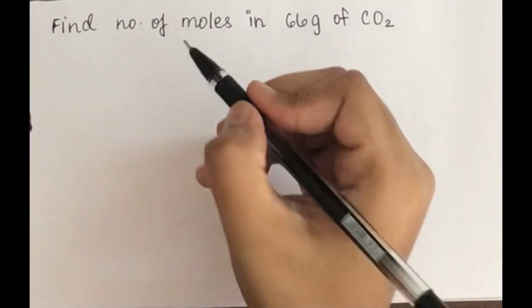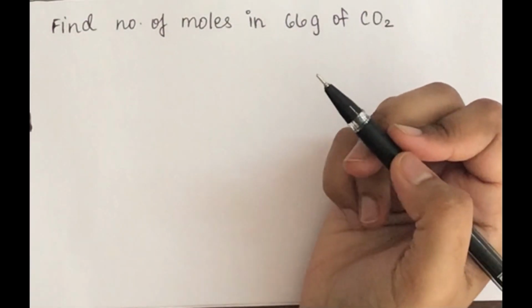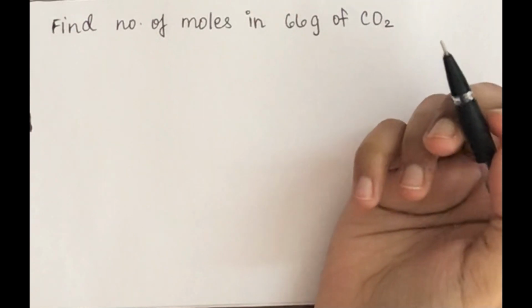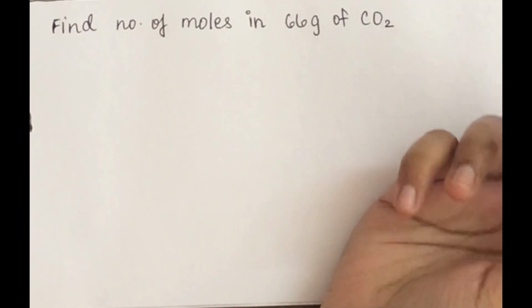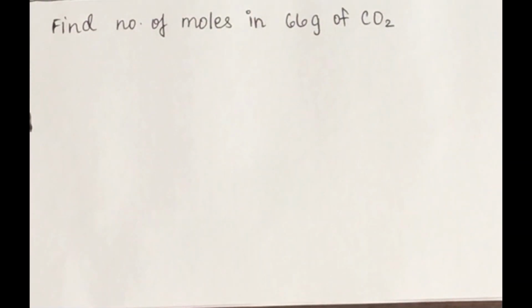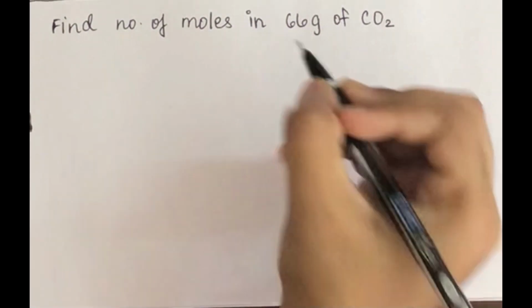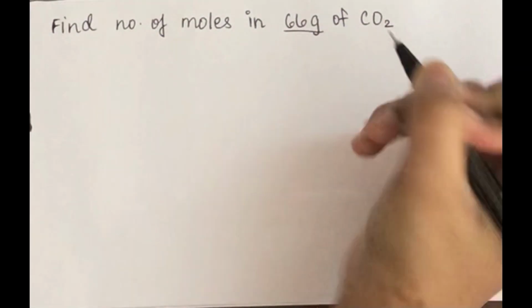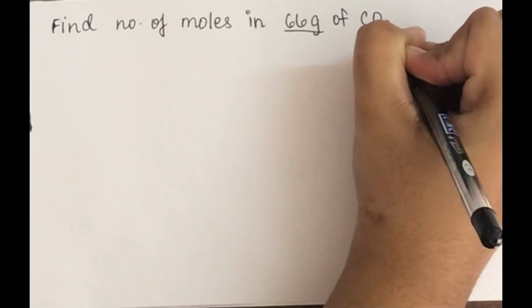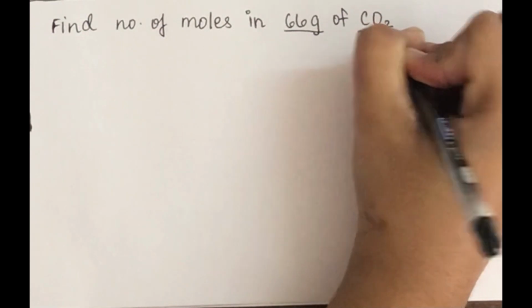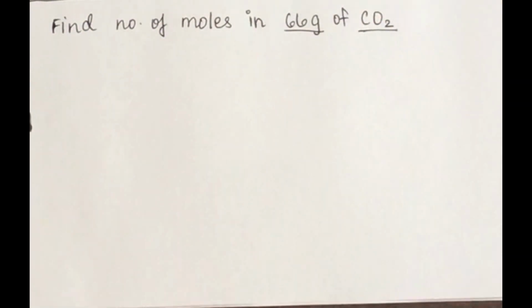Now here's a sample question to show you how we use the formula of number of moles is equal to mass upon MR. Find the number of moles in 66 grams of CO2. So now this is kind of like the simplest question you can get, where you have the mass, you've been given the element from which you can deduce the MR of the compound. So now let's find the MR first.